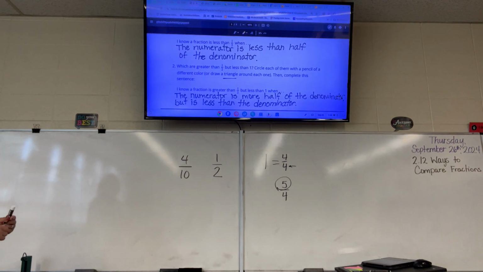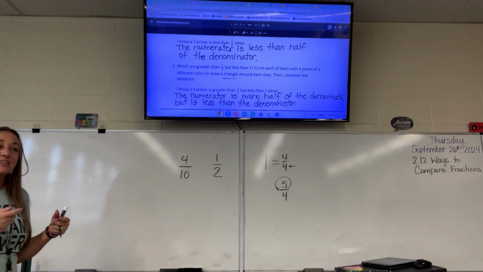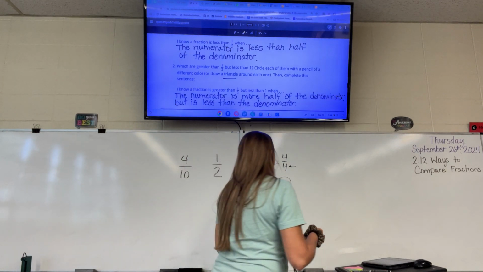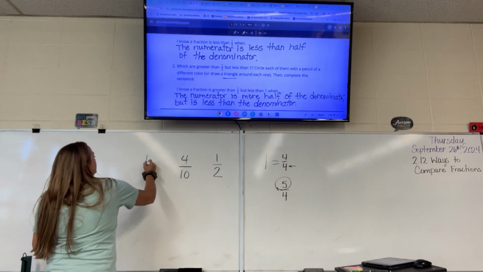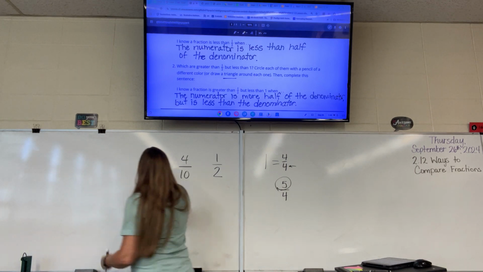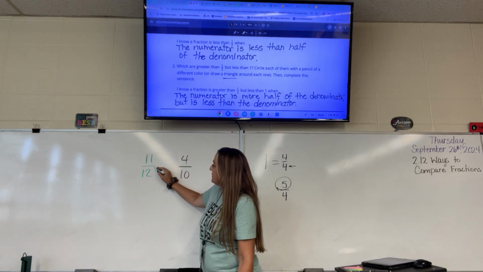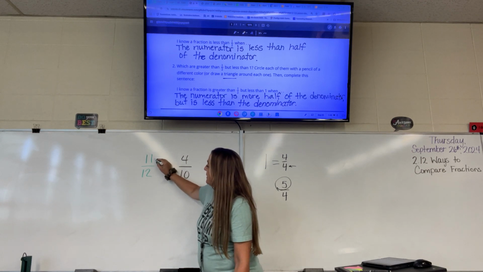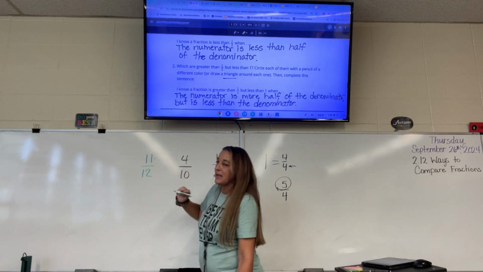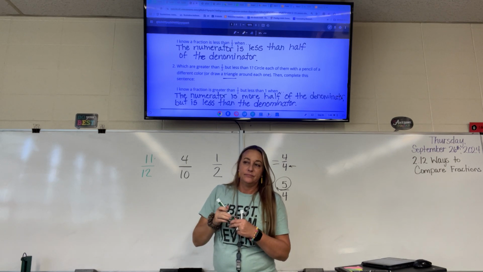So I know a fraction is greater than half but less than 1 whole when the numerator is more than half of the denominator, but it's still less than the denominator. So, for example, 11/12. What's half of 12? 6. And 11 is more than 6, but less than 12. Okay?